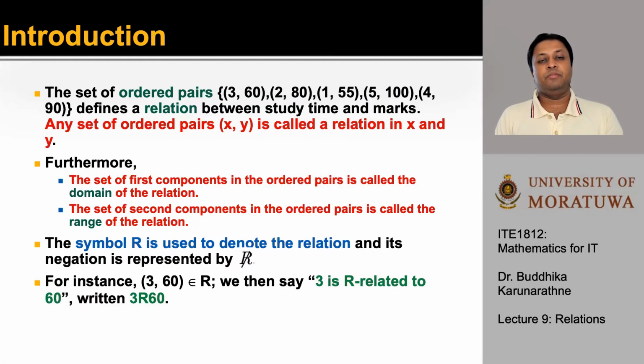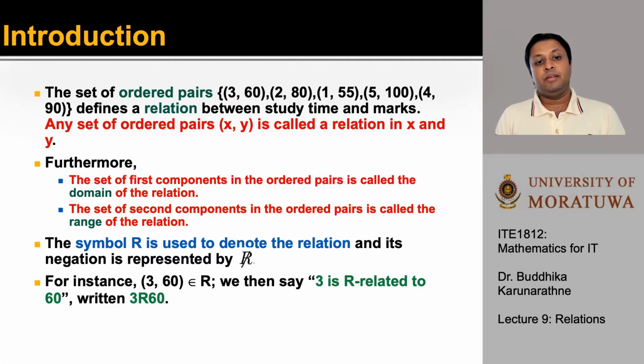So now we have a set of ordered pairs: (3, 60), (2, 80), (1, 55), and so on. This set of ordered pairs defines a relationship between study time and marks. Any set of ordered pairs (x, y) is called a relation in x and y.